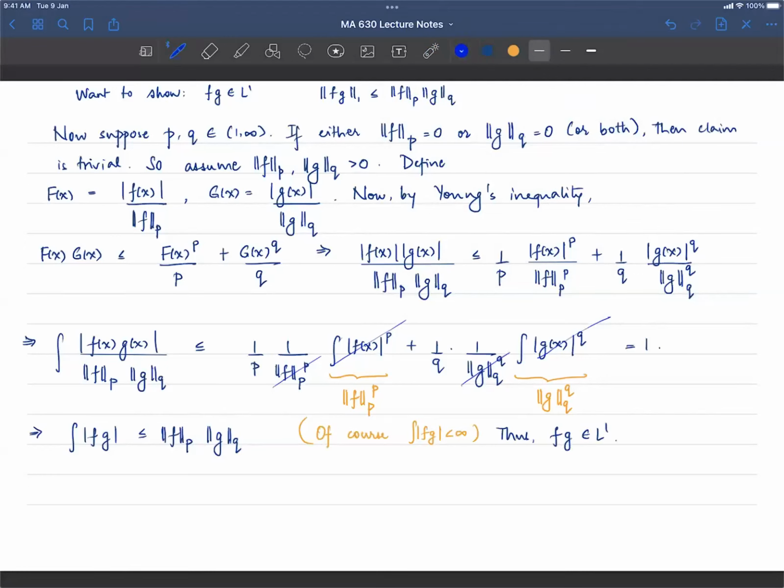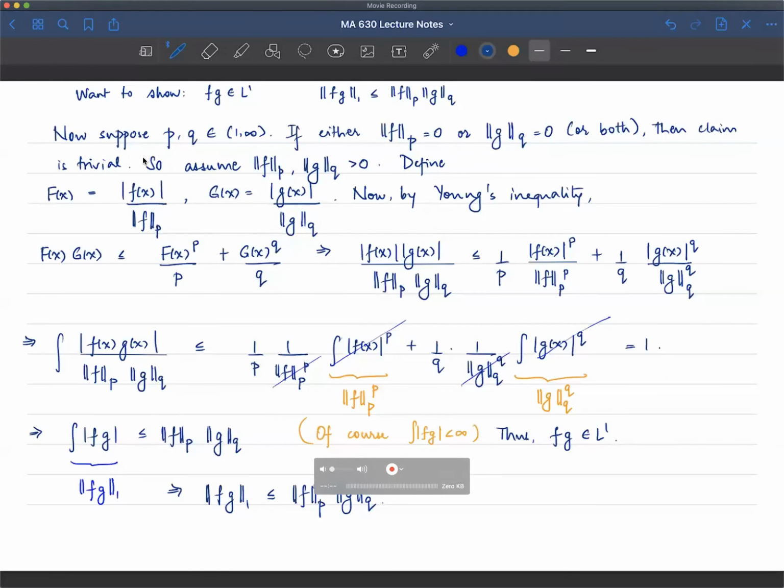And now you stare at the left-hand side and you realize this is just the L1 norm of fg. And so you get Holder's inequality. This implies the L1 norm of fg is less than or equal to the p norm of f times the q norm of g. Any questions?